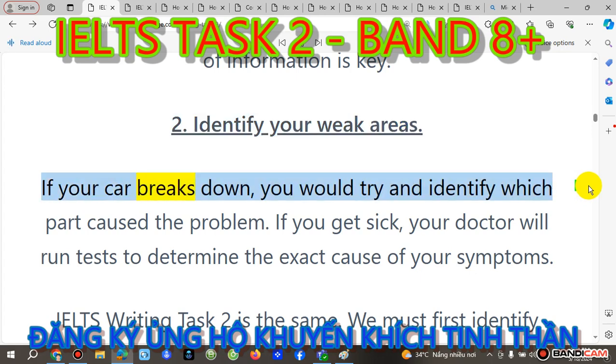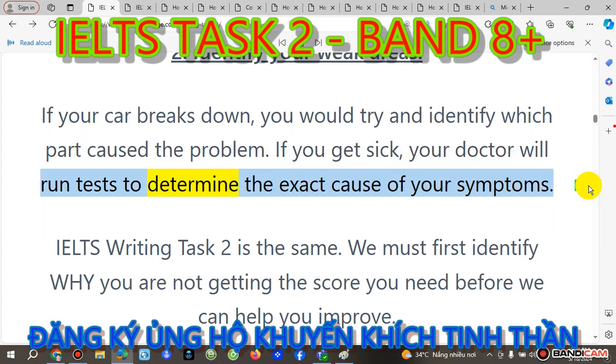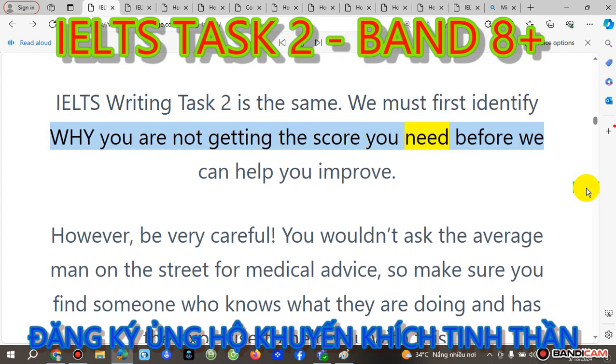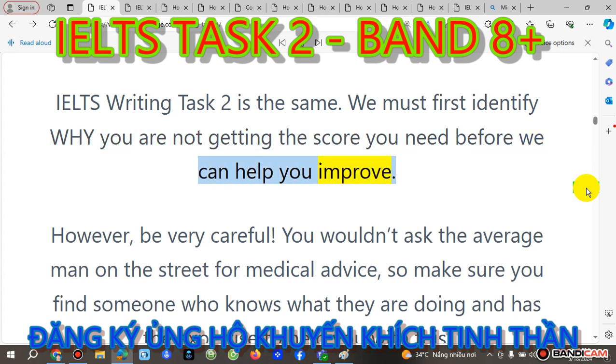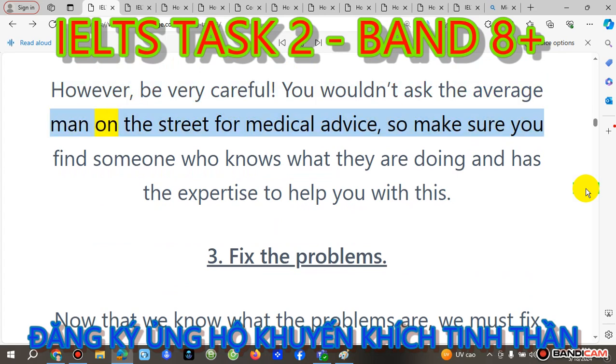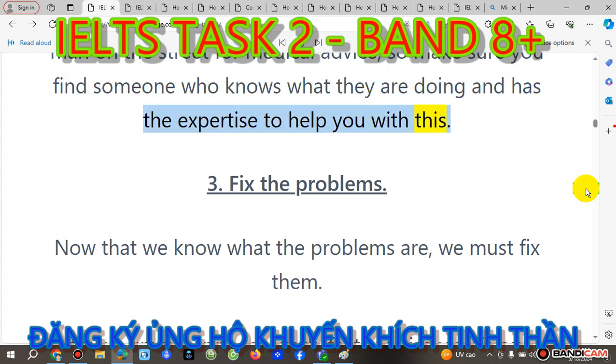2. Identify your weak areas. If your car breaks down, you would try and identify which part caused the problem. If you get sick, your doctor will run tests to determine the exact cause of your symptoms. IELTS Writing Task 2 is the same. We must first identify why you are not getting the score you need before we can help you improve. However, be very careful. You wouldn't ask the average man on the street for medical advice, so make sure you find someone who knows what they are doing and has the expertise to help you with this.